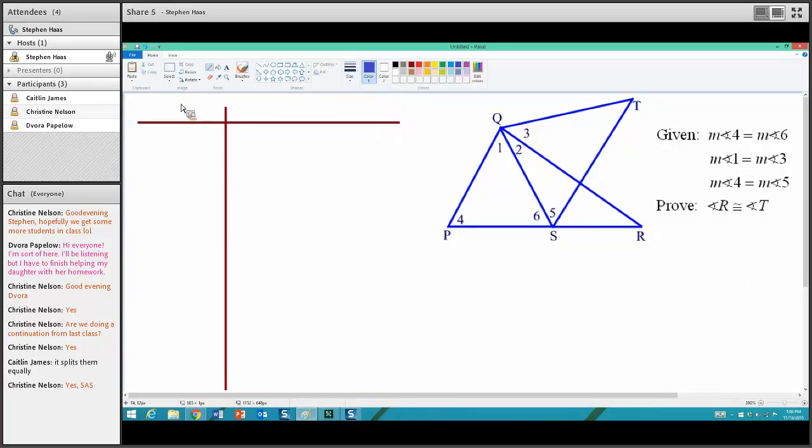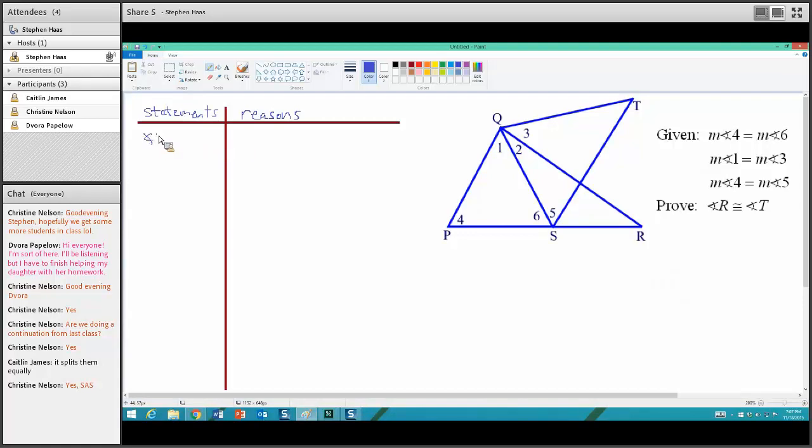Let's make it a little thinner so it's a little easier to write. All right, and as usual, we're going to put a statements column, and a reasons column. And I know this is a pain in the neck to always have to do, but let's do it because it's good habit. Let's write all the givens out.